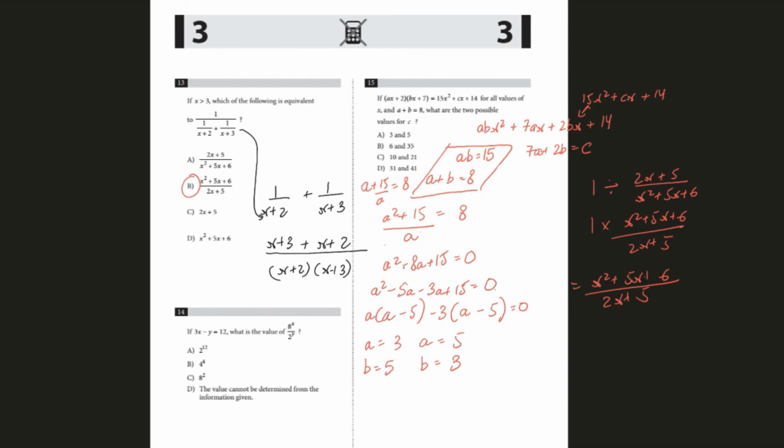So basically, for both of these values, let's find out c. c is 7a plus 2b. So for a is 3 and b is 5, 7 times 3 plus 2 times 5.